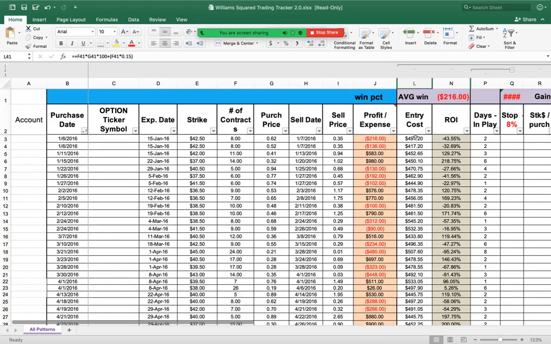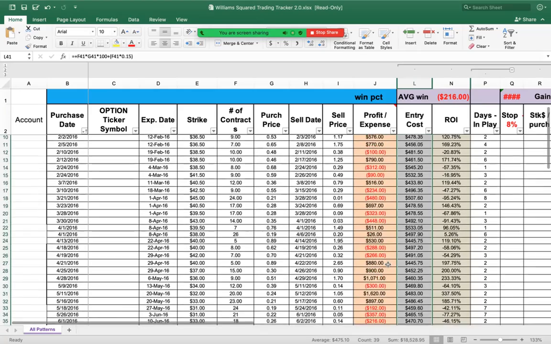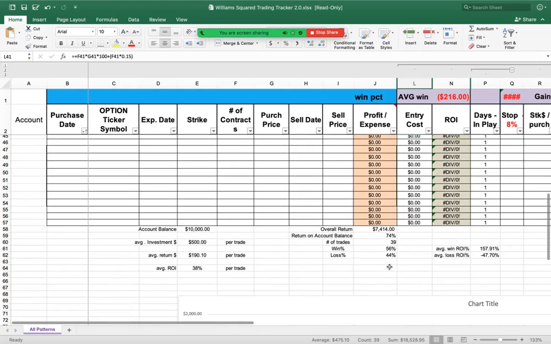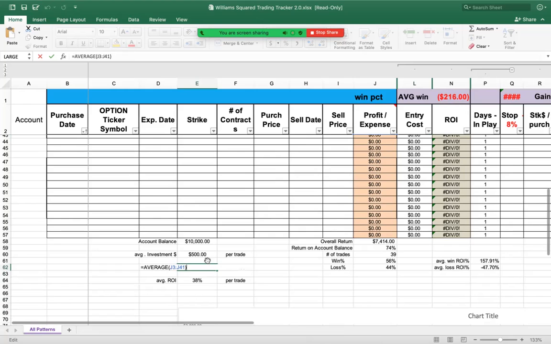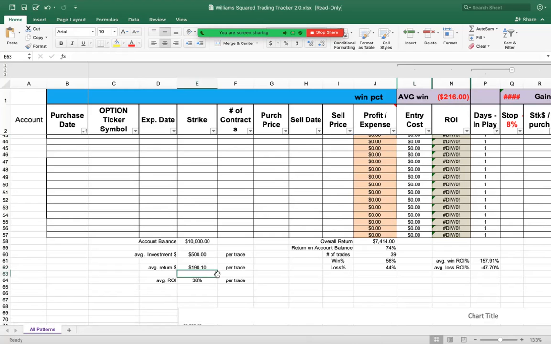But we can go here and look at what the average is. The average was about 475 on this one, based off what it says that I tracked. But I didn't really want to go above 500, so the average trade size that I did was $500. The average return, taking a look at all of the profits and losses, was $190.10. So if I took 39 trades and made a profit of 190 on each and every single one, that's how we come to the same results.